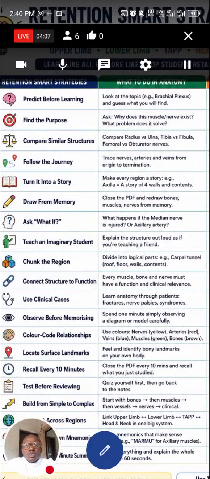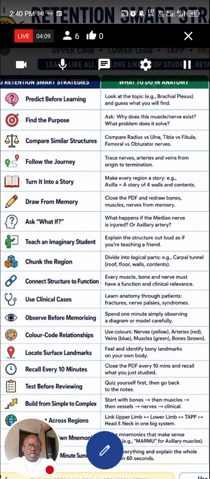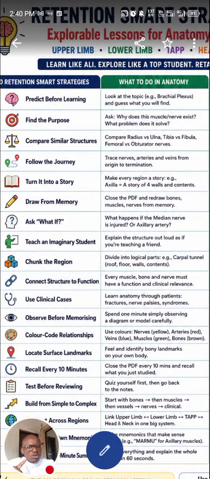The next one is, we said, find the purpose. Ask, why does this muscle or nerve exist? What problem does it solve? Do you follow? So we are going to find purpose. We look at bones and muscle. The next thing we're going to see is, what's the purpose of bone? Then we're going to look at the mnemonic.